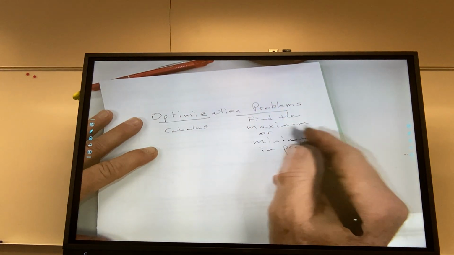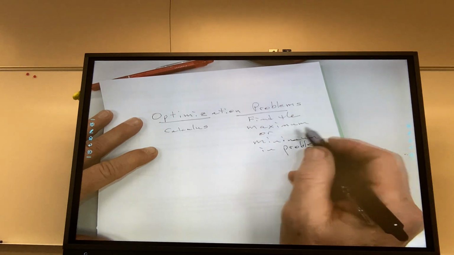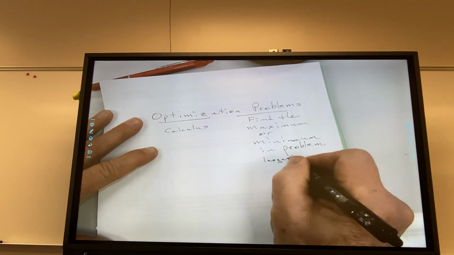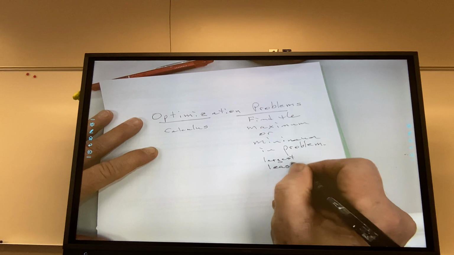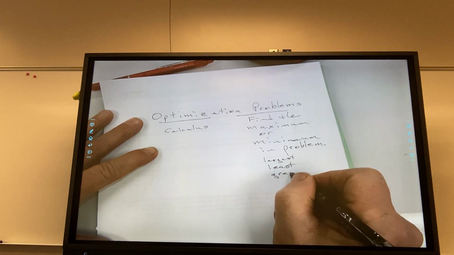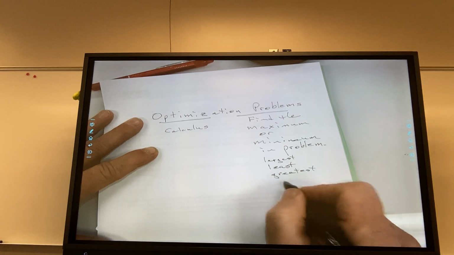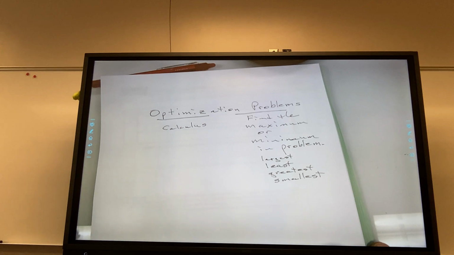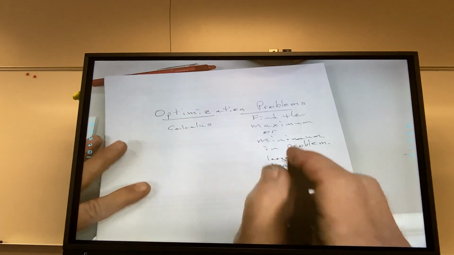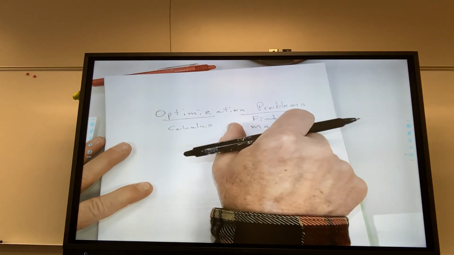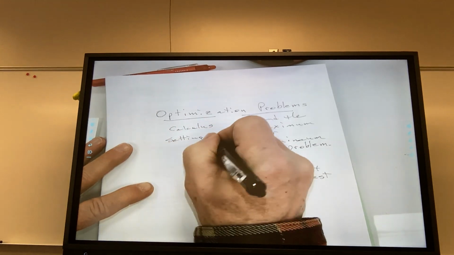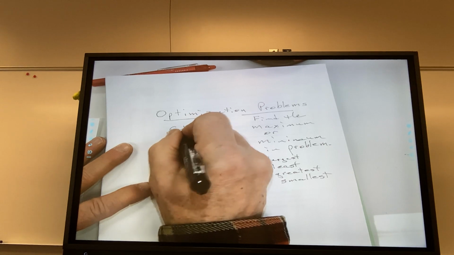So there are going to be certain words that are going to tell you you're finding the maximum or the minimum. They'll use words like largest, least, greatest, smallest. Okay, those words will be in the sentences. And what you're going to find is that what makes optimization problems hard is the setting up. That's the difficult part.